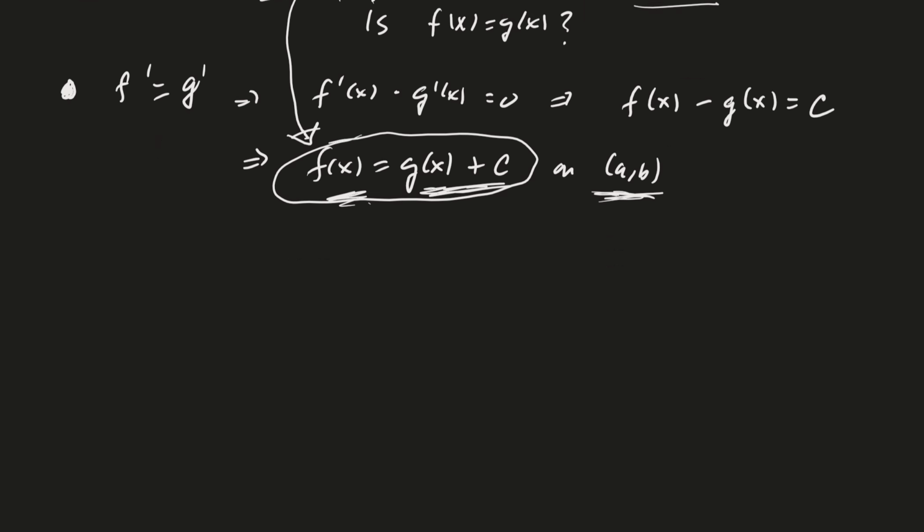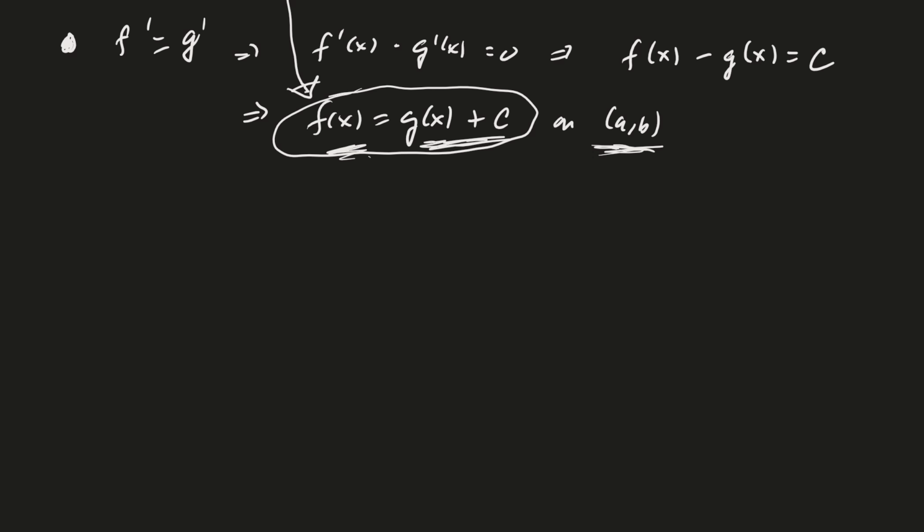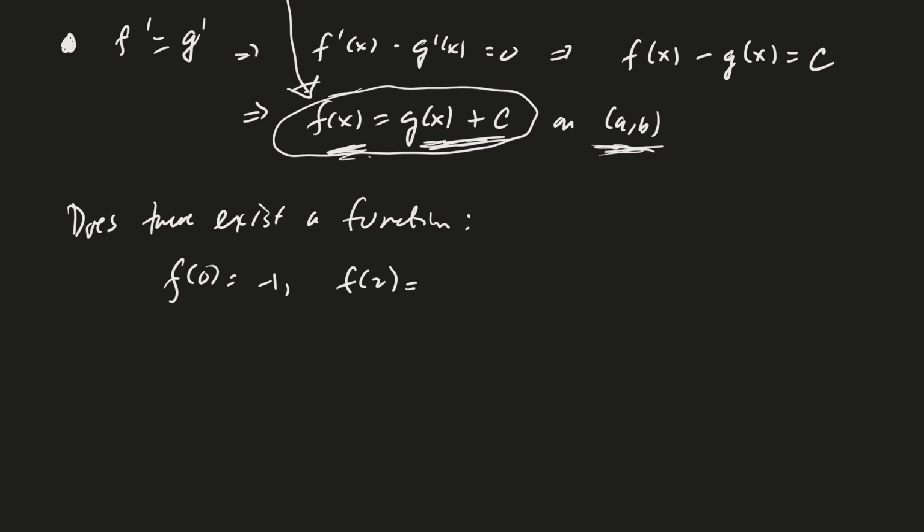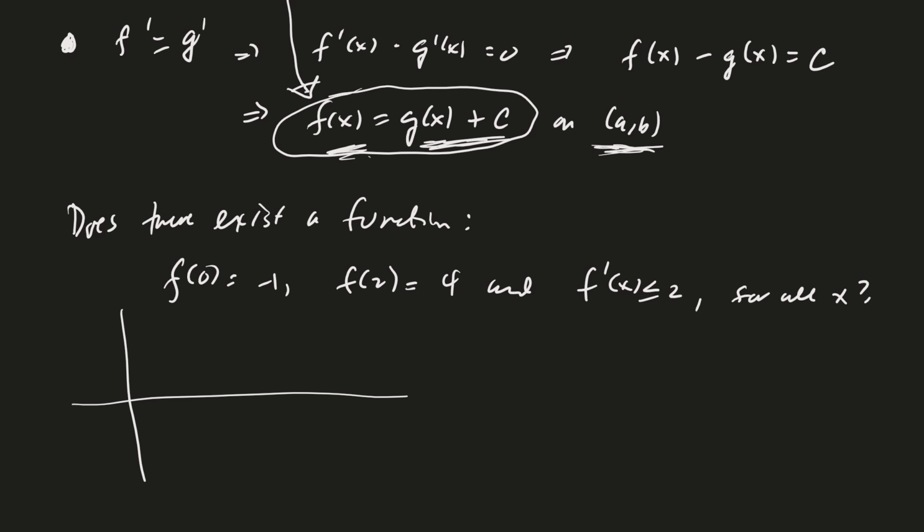Okay, let's see. One last question we'll try. Does there exist a function for which f of 0 equals minus 1, f of 2 is equal to 4, and f prime of x is less than or equal to 2 for all x? Well, let's see. What's going on here? It's always good to draw a quick sketch of what you're looking at.